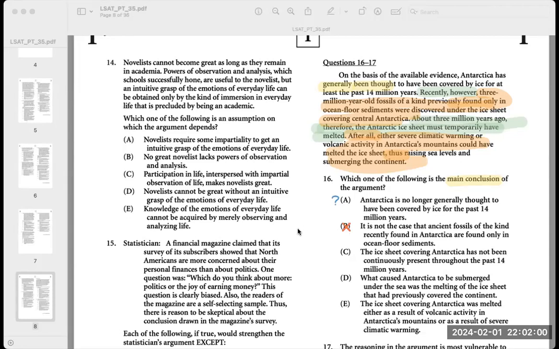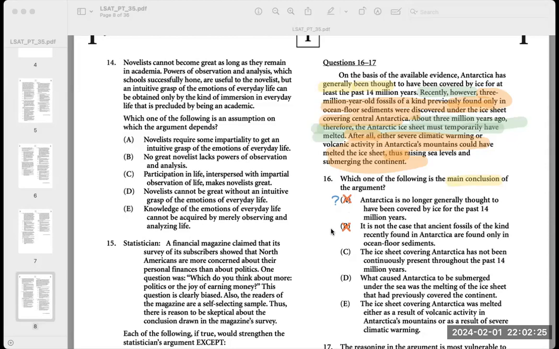C, the ice sheet covering Antarctica has not been continuously present throughout the past 14 million years. I prefer C to A, so I'm going to eliminate A. The conclusion is more specific in saying that about 3 million years ago, it must have temporarily melted, but C is close.